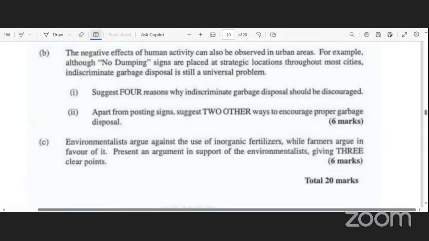A next point is that it can block drains, which can cause flooding. Remember, whenever we have a flood, you see a lot of plastic bottles in the drains, and due to that, the water is not able to move throughout the drains freely. And what can happen from this is that it can lead to flooding within an area.